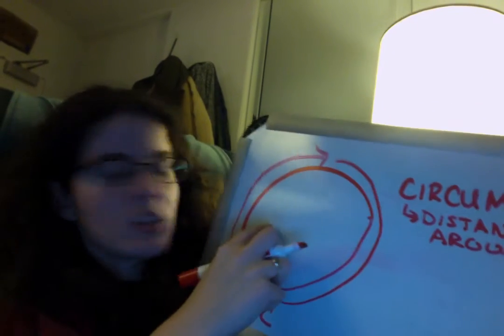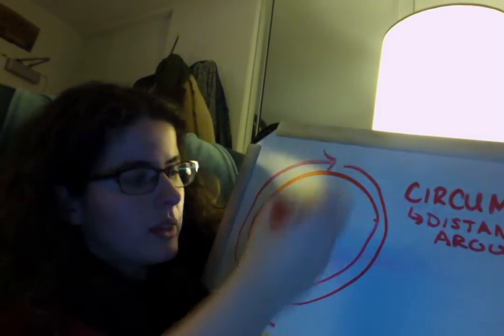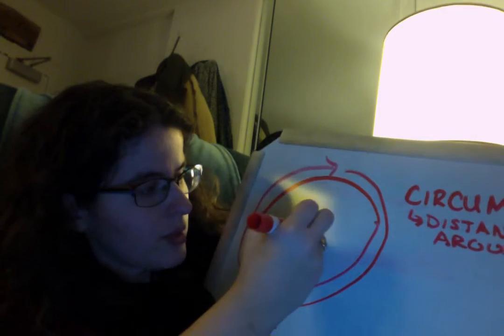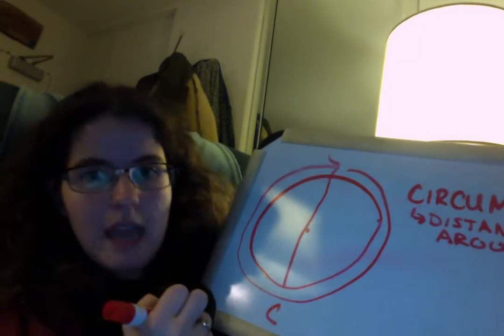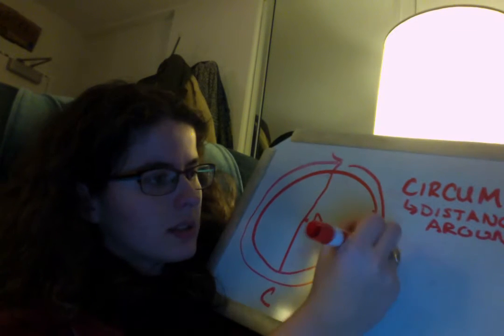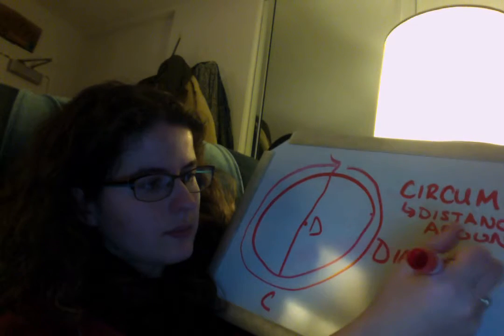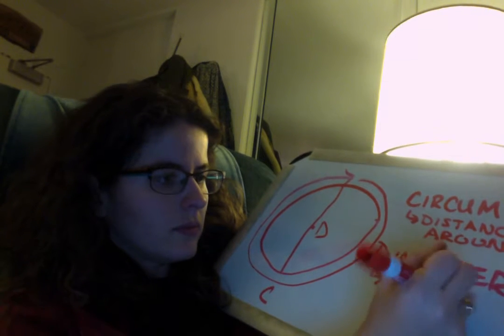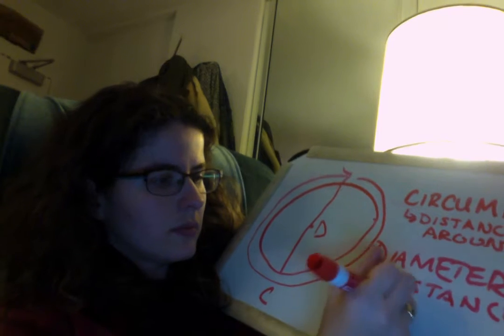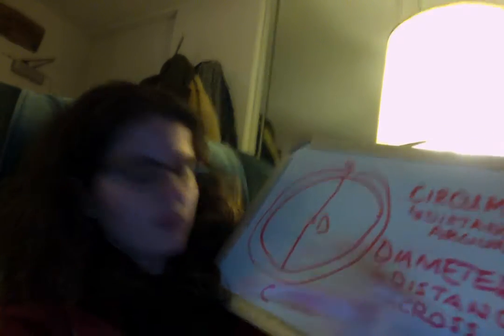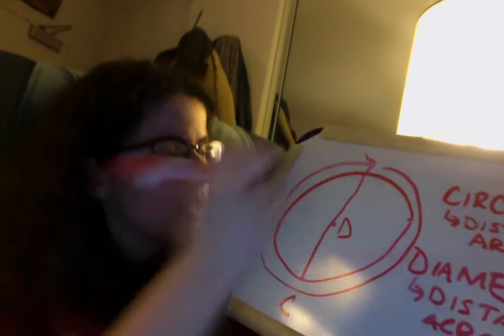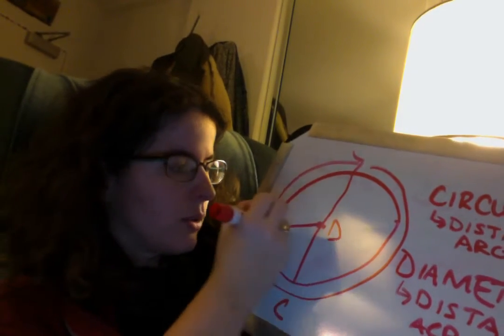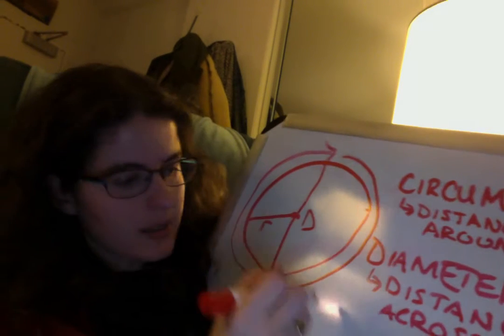Then if you've got your distance around, you might also want to be thinking about the distance across. Now it could be going this way, it could be going this way. As long as you go straight through the center across the circle, you have the diameter. Diameter is our distance across. And then last, you have half of the diameter. That's if you just start at the center and you go to the border of your circle. That's what we call the radius.